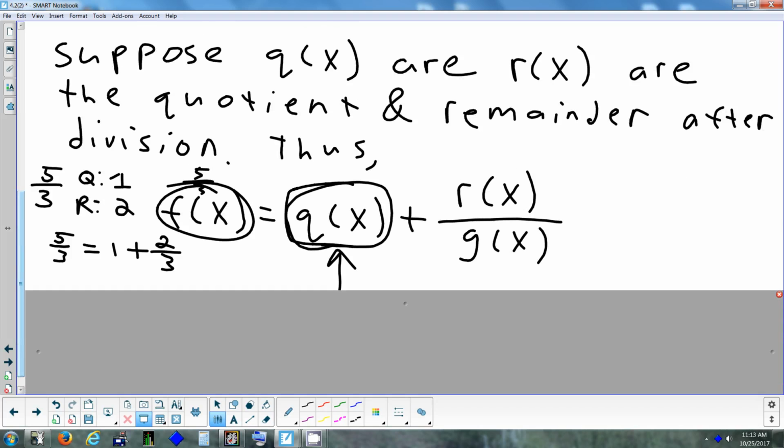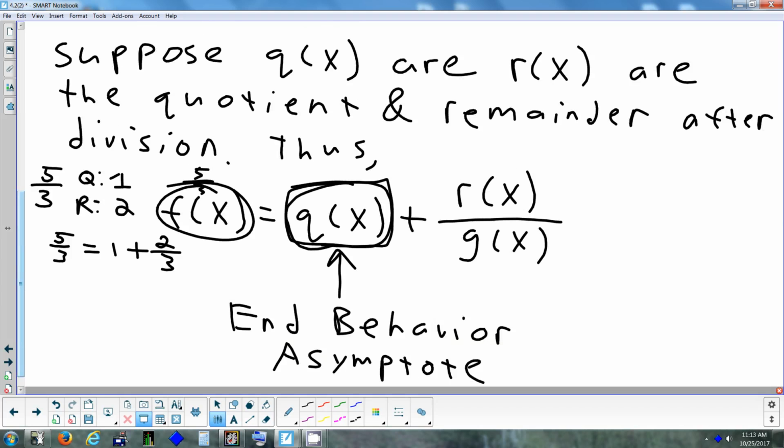This part right here, the quotient, is all we really care about. We don't really care about the part on the end. The quotient is your end behavior asymptote. So when you're finding the end behavior asymptote, you're not doing anything new. You're doing the same thing we've always done, long division or synthetic, either way. We're just calling the quotient the end behavior asymptote, and I'll abbreviate it EBA from now on. Any questions on how to calculate the EBA?